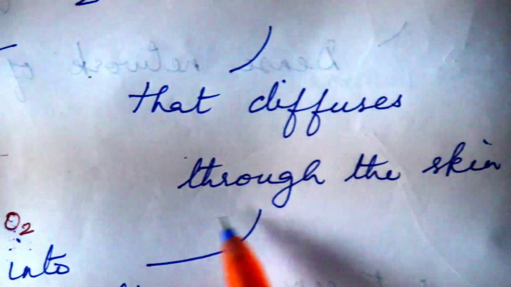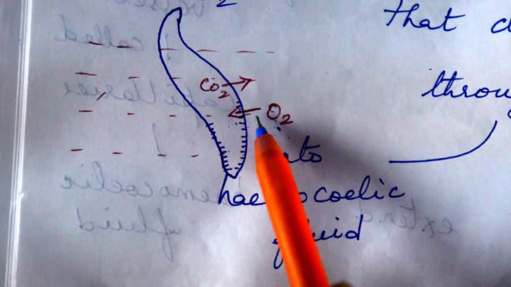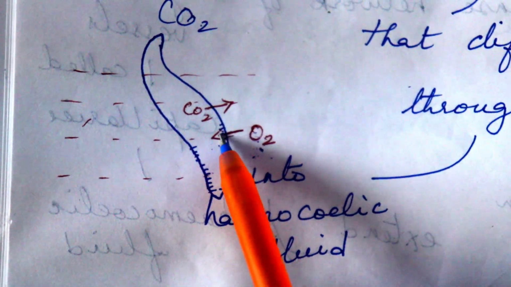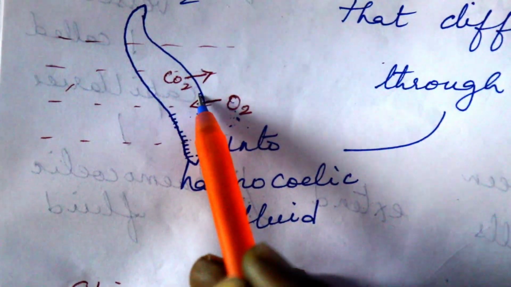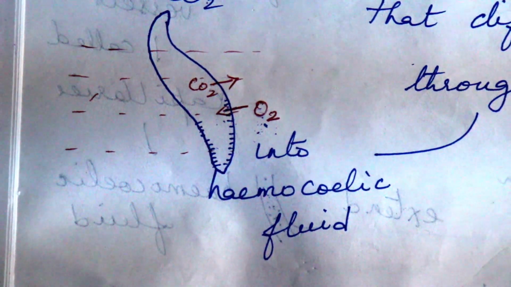Okay, that diffuses through the skin into the haemocoelic fluid. இங்கே இருக்கிற epidermal cells-ல இருக்கு இல்லையா, haemocoelic fluid அங்கே போகும். Then from here carbon dioxide comes out. Okay, through it respiration takes place.